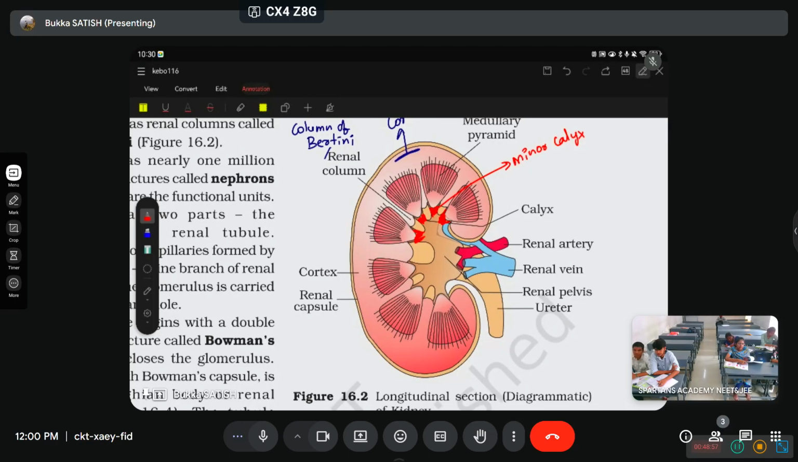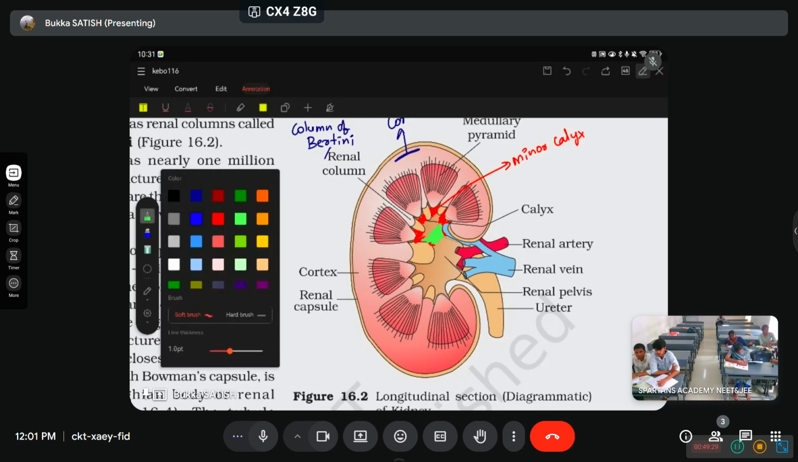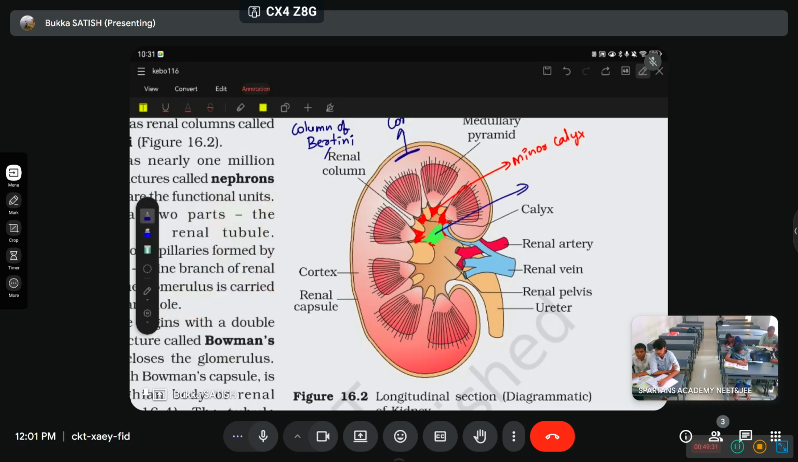Now, if you see 1, 2, 3, 4, four minor calyxes join to form one major calyx. I'll give a different color. See this green colored part, this part. Now, please tell me if you don't understand. Each medullary pyramid is opening into one minor calyx. Four minor calyxes are joined to form the major calyx. This is what we call the major calyx.